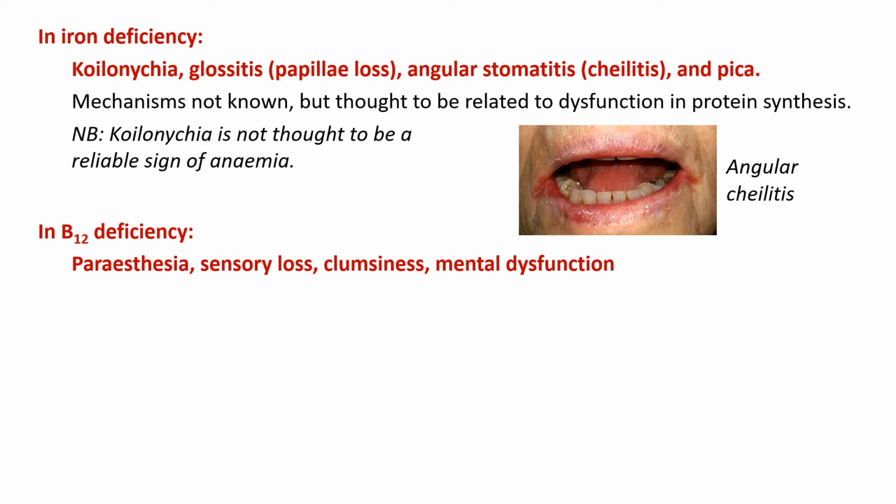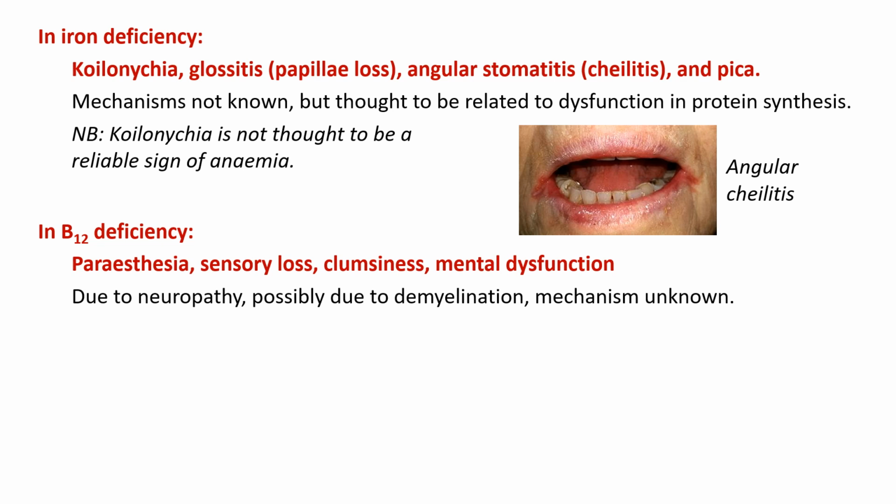In B12 deficiency, there are some additional neurological disorders. So things like paresthesia, loss of sensation, sensory loss, clumsiness, so loss of motor control or clumsy motor control, and mental dysfunction. And this is thought to be due to neuropathy. Neuropathy is a generic term, it just means disease of the nerves. But it's thought to be due to demyelination.